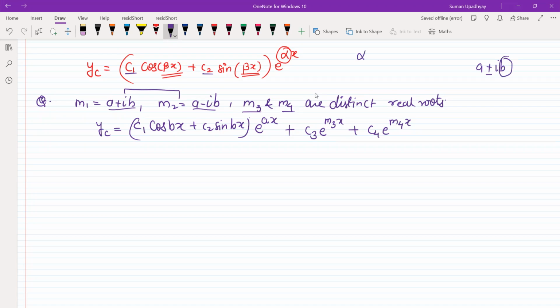Yes, because what did I tell you? If the roots are alpha plus minus i beta, so what did I write in the formula? It is C1 cos beta x plus C2 sin beta x. So I'm not taking plus beta or minus beta. I'm just taking whatever is beta. So the sign doesn't matter.